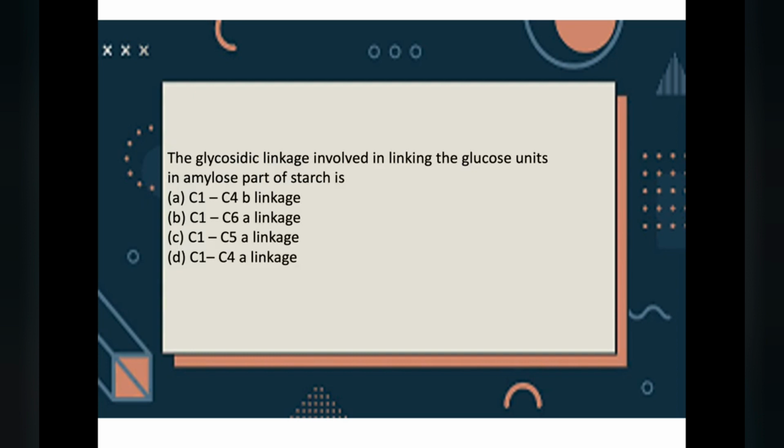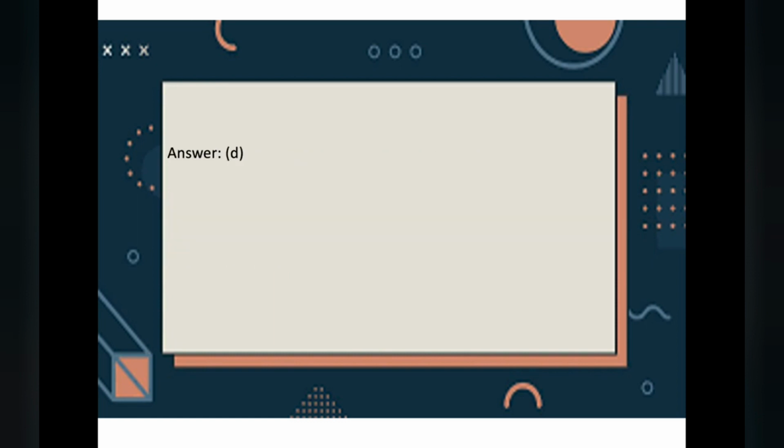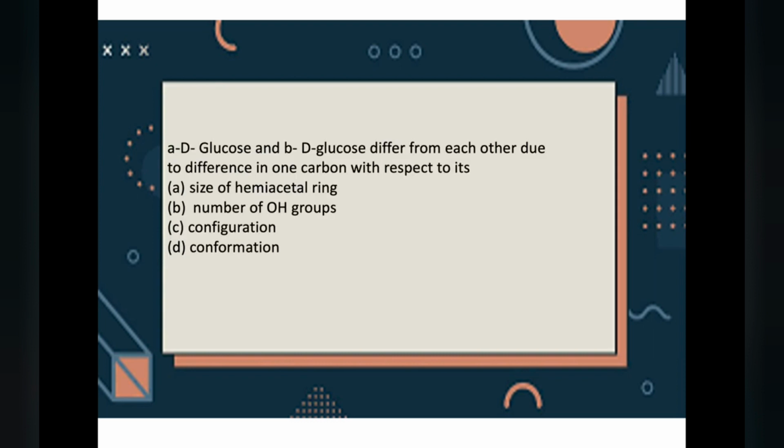Now the next question: the glycosidic linkage involved in linking the glucose units in the amylose part of starches. We had already learned about amylose in our unit, and the answer would be D, which is the C1-C4 linkage. The next question is: alpha D glucose and beta D glucose differ from each other due to the difference in one carbon with respect to its size of hemiacetal ring, number of OH groups, configuration and conformation. So the answer is C, configuration.